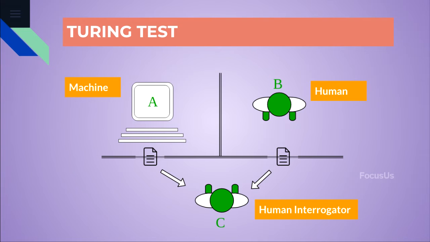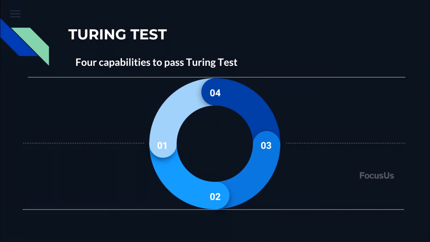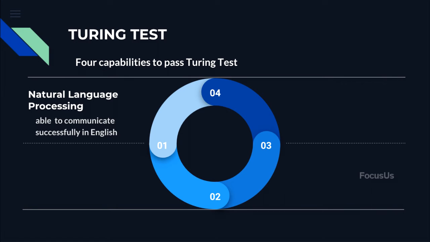So the machine or computer needs to possess 4 capabilities to pass the Turing test. So let's see them. The first capability is natural language processing. It basically means our machine should be able to communicate successfully in English. The second capability is knowledge representation. It means our machine should store what it knows or hears.